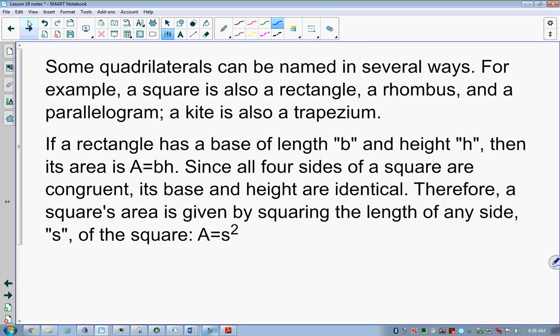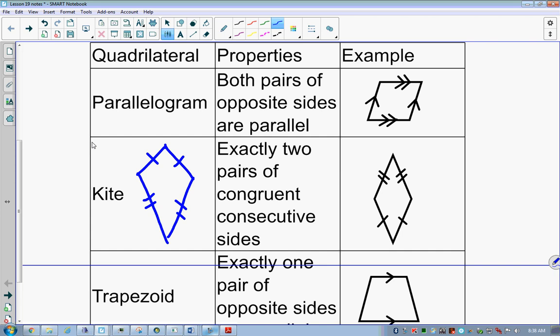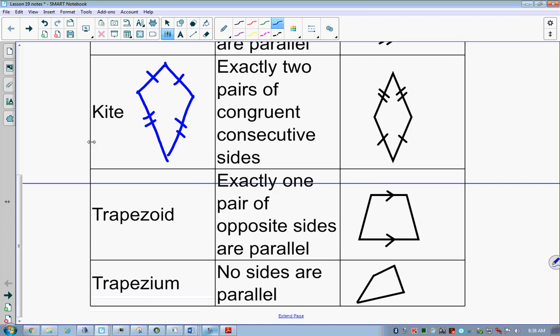Let's see if we got anything else in here. Some quadrilaterals can be named in several ways. For example, a square, like we said, is what we've got here. But interestingly enough, a kite can be considered a trapezium because if we go back to our definition of what a trapezium was, it's just that no sides are parallel. Well, a kite also fits under that category, even though it's its own independent thing. Right, it fits into those two categories.